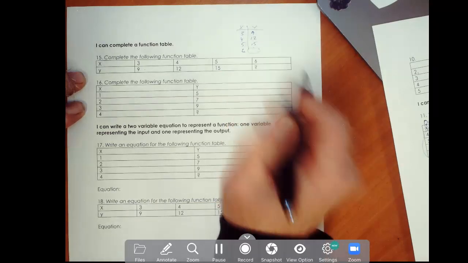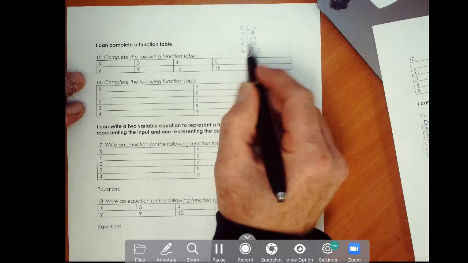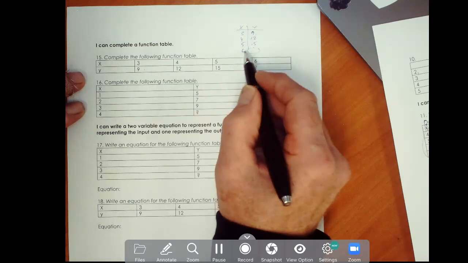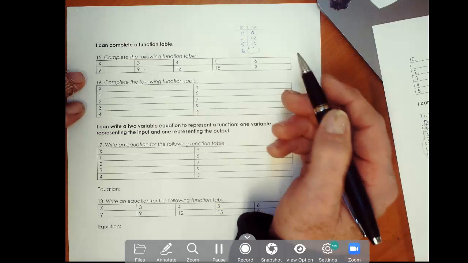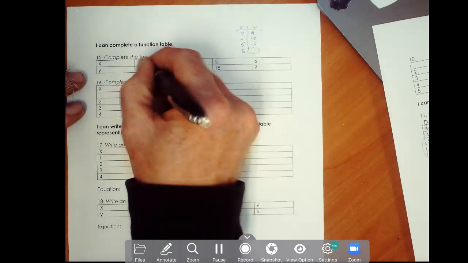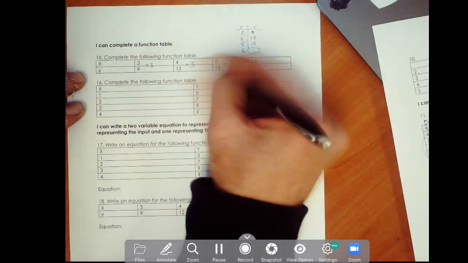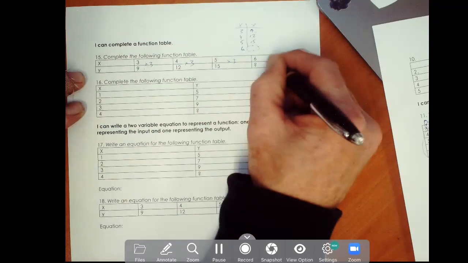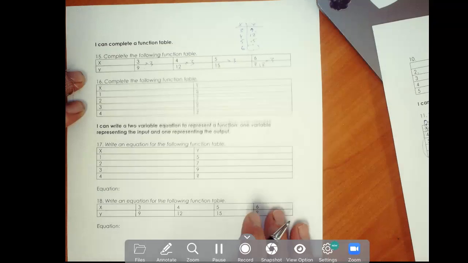So how are we getting from 3 to 9, from 4 to 12, from 5 to 15, from 6 to whatever? Well, this table is times 3, so you just think about it. This is times 3, times 3, times 3. So 6 times 3 would be 18 to complete this table.